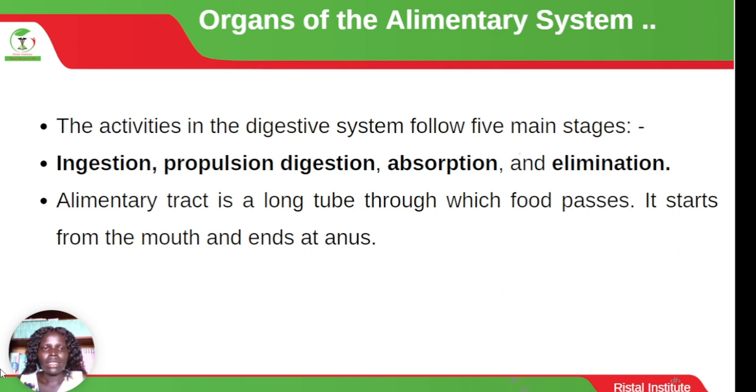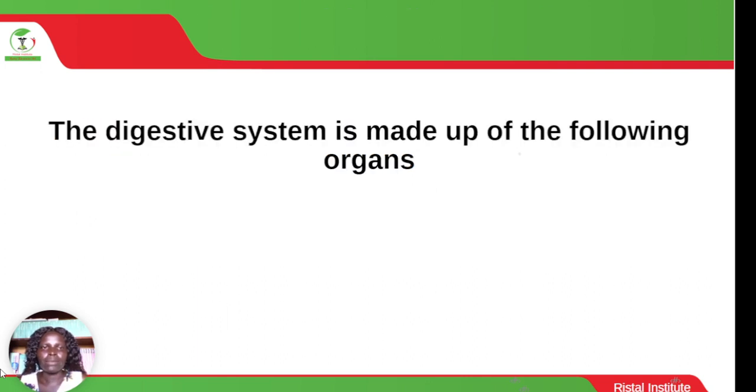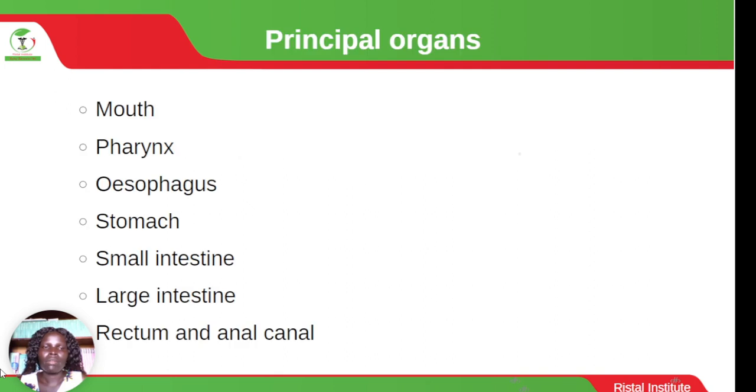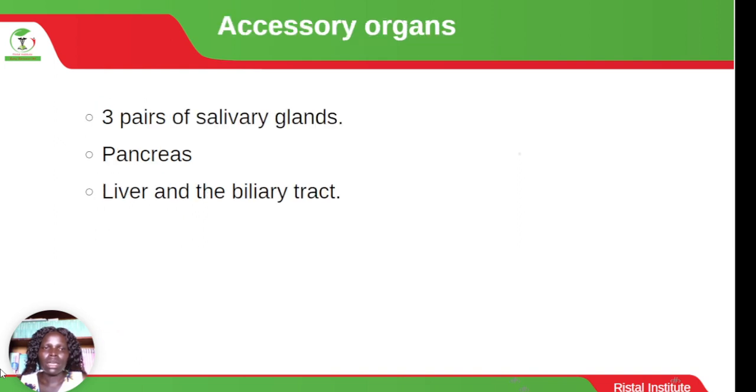Alimentary tract is a long tube through which food passes. It starts from the mouth and ends at the anus. The digestive system is made up of the following organs. We have the mouth, pharynx, esophagus, stomach, small intestine, large intestine, rectum, and the anal canal. Accessory organs include the 3 pairs of salivary glands, pancreas, liver, and the biliary tract.